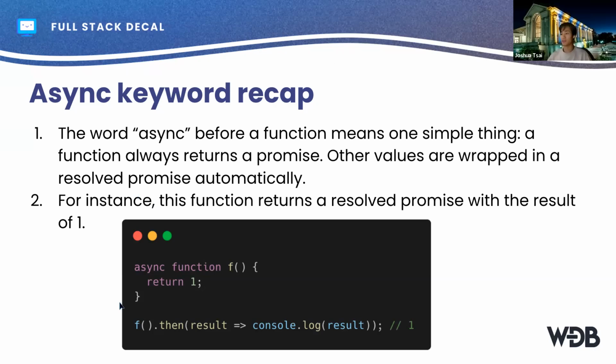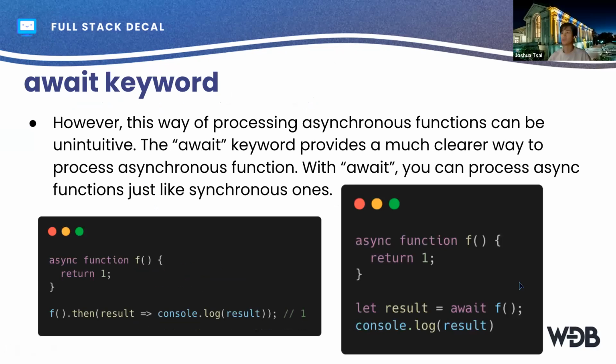And we can then call this function, get a promise, and use promise chaining to console log the result. However, using this sort of method is a little bit convoluted. It doesn't really provide the best way to get the result out of the promise. So there's a much more intuitive way to get this result, and that is using the keyword await. This provides a much clearer way to process asynchronous code. With await, you can process async functions just like synchronous ones.